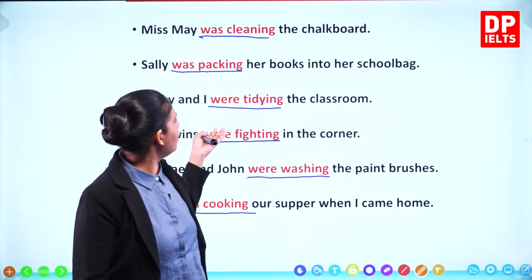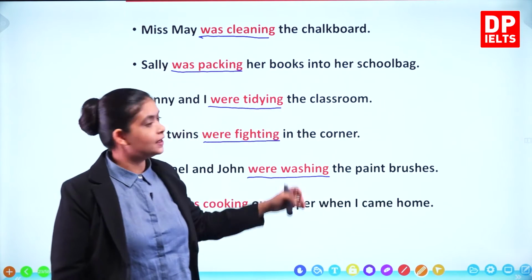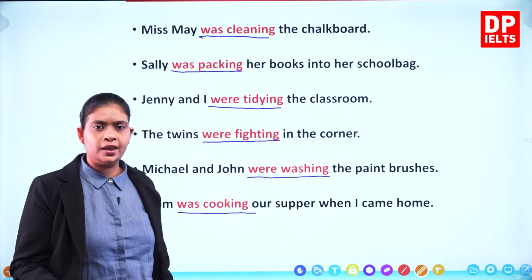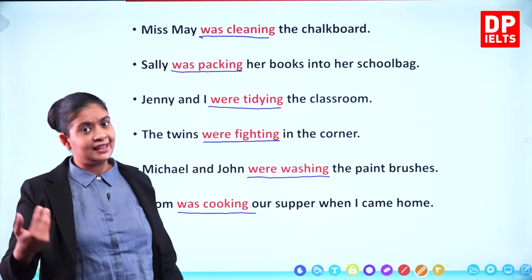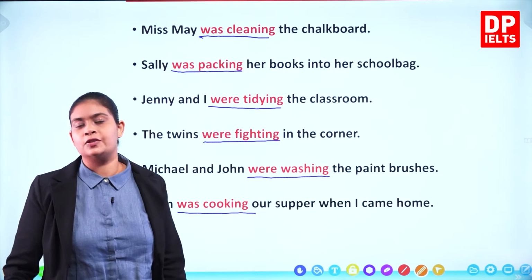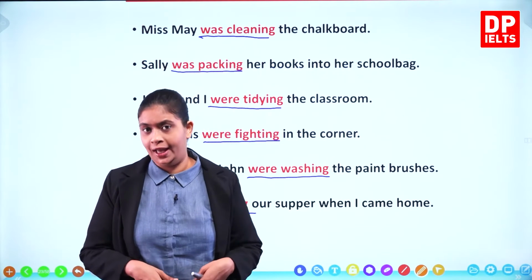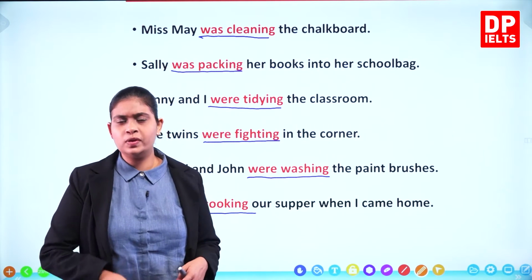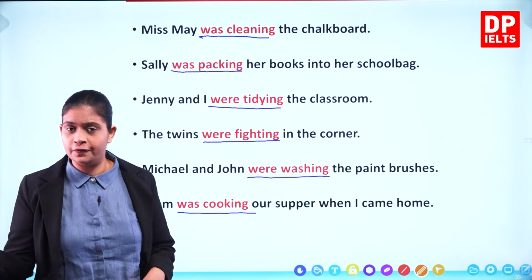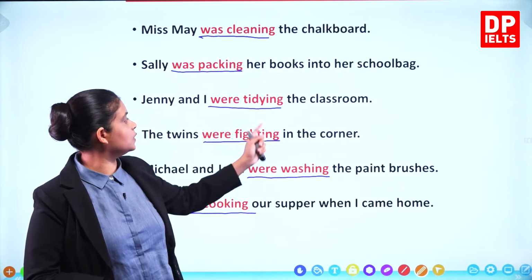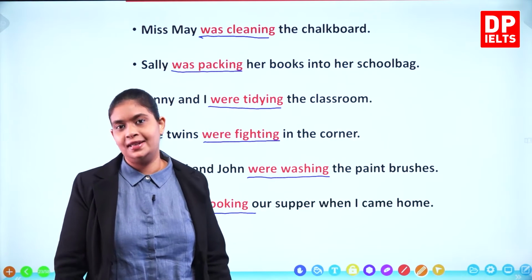Jenny and I were tidying the classroom. So, what were we doing? We were tidying, cleaning up the classroom. Is it happening now? No. Was it happening for some time in the past? Yes, it was. And that is why we say they were tidying it.